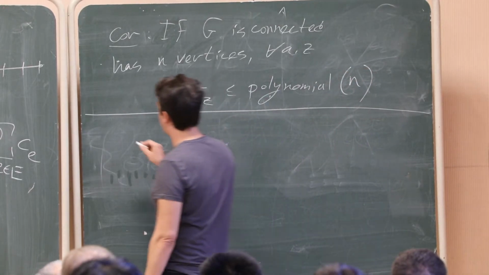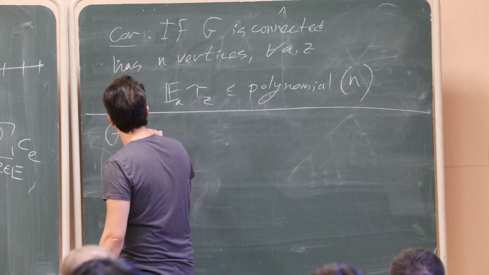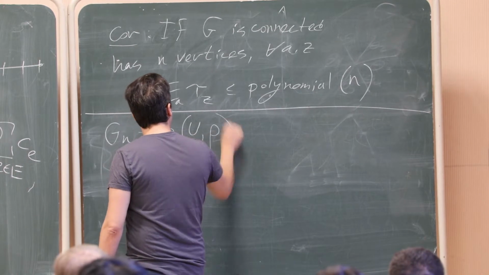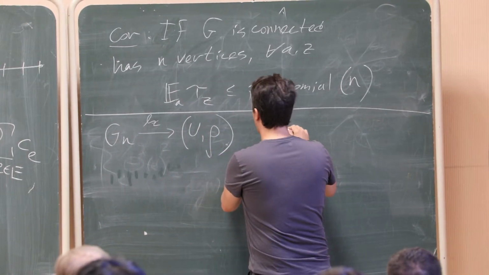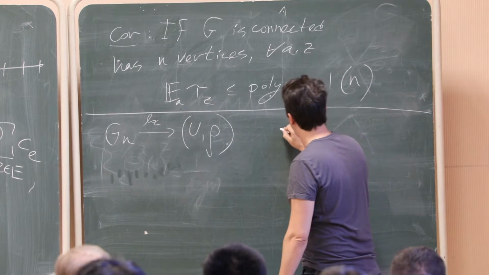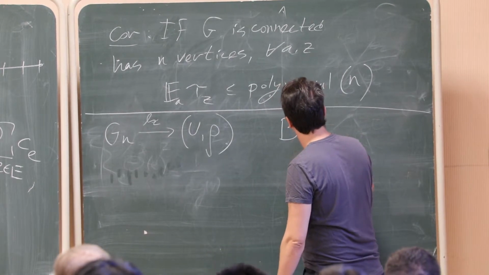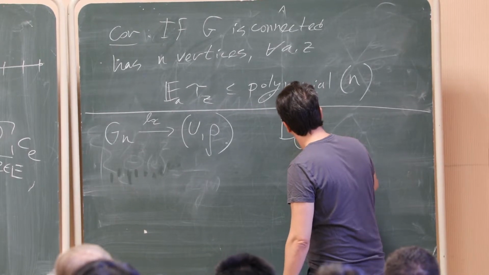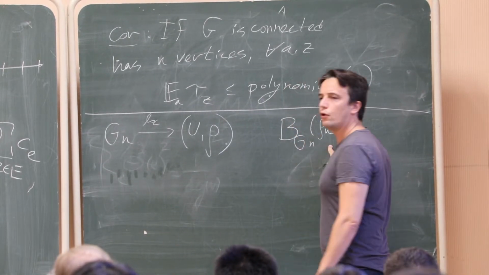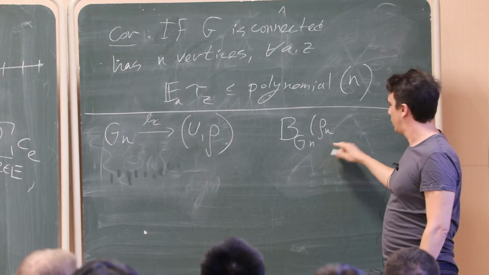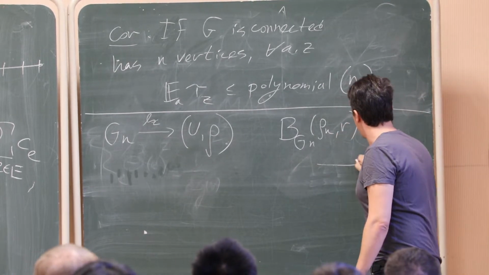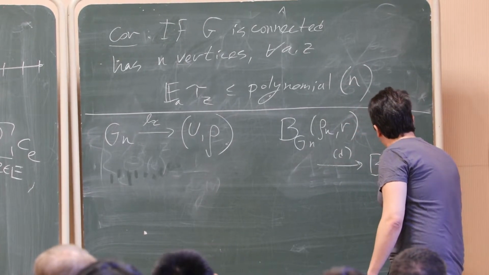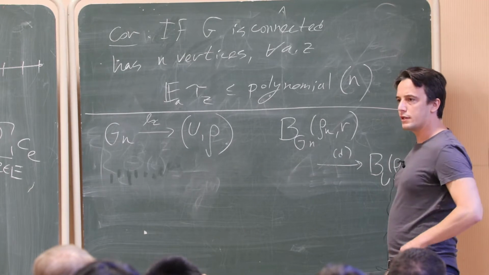I'm reminding you, our goal is to prove we have a sequence Gn converging in the local limit to U rho. How do we obtain this limit? What this means is that the ball of radius r in Gn around a uniformly chosen vertex converges in distribution to the ball in U around the vertex rho with radius r.